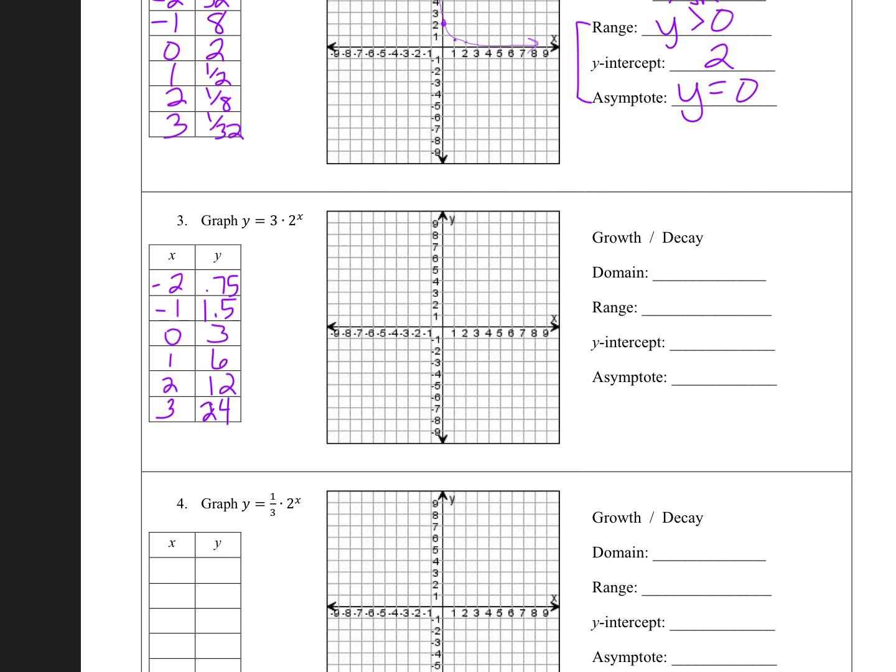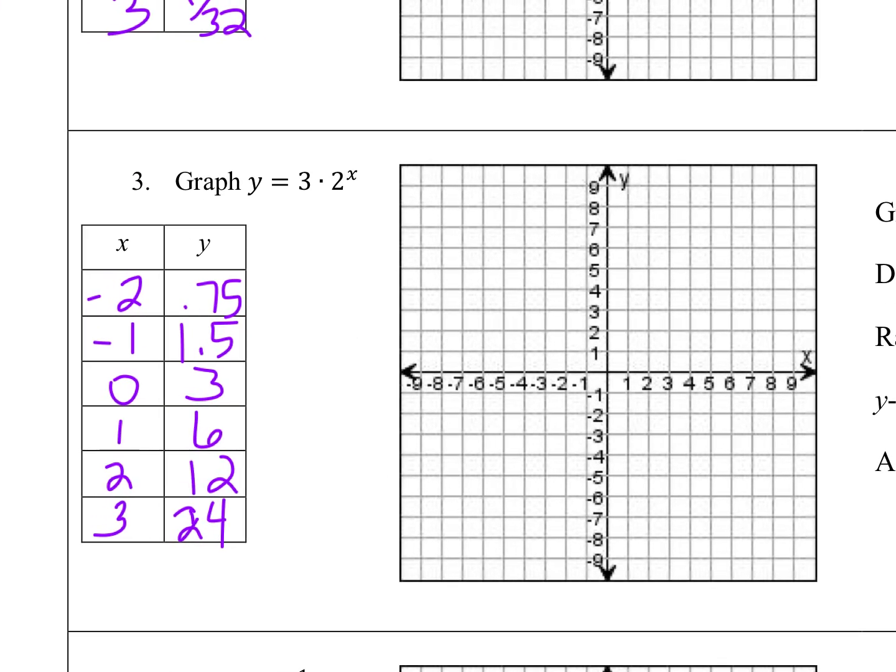Okay, so we went off the graph again, but that's okay. All right, -2 is going to be 0.75. So that's going to be roughly there. -1 is going to be 1.5, so that's halfway between 1 and 2. 0 is 3. There's our y-intercept. 1 is 6. 2 is 12. That's off my graph. I don't have to draw that. And I'm going to put my curve in here.